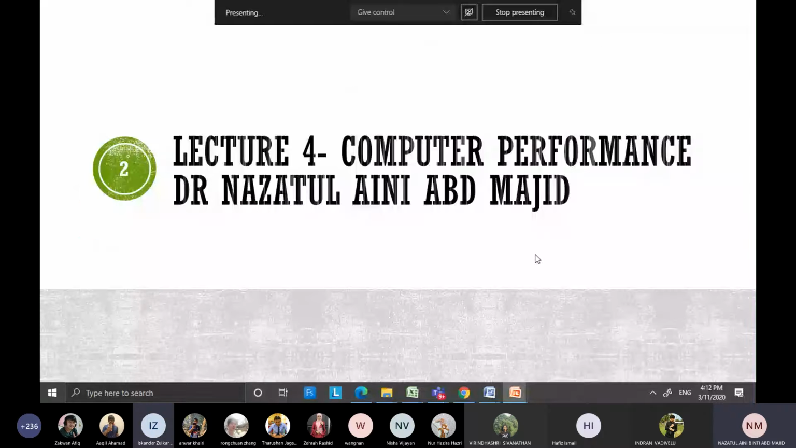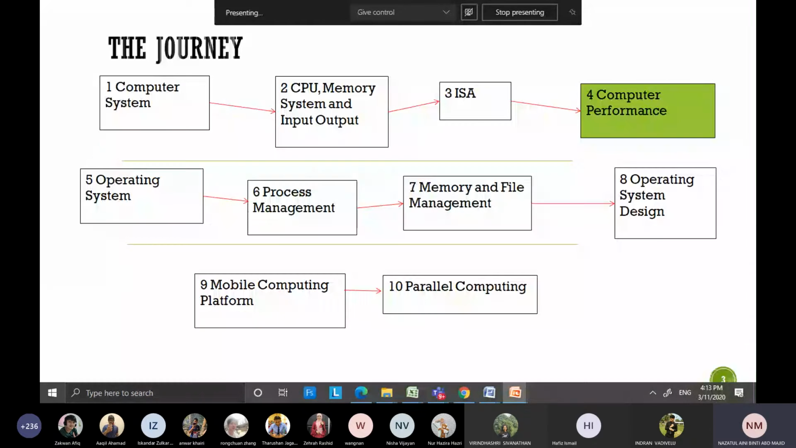In order to identify how fast our computer system can be, today we will focus on this topic, computer performance. This is our journey to complete this course, and this topic is our 4th topic this semester, which is to understand the key performance issues that relate to computer design.